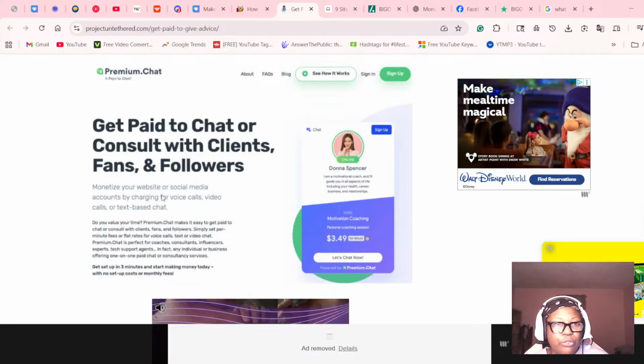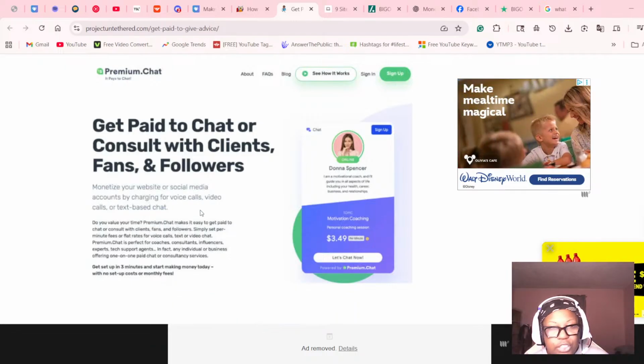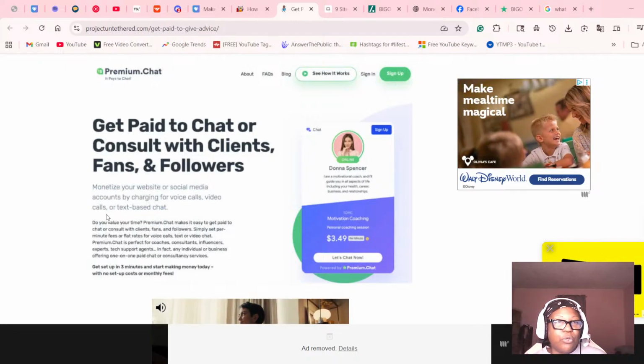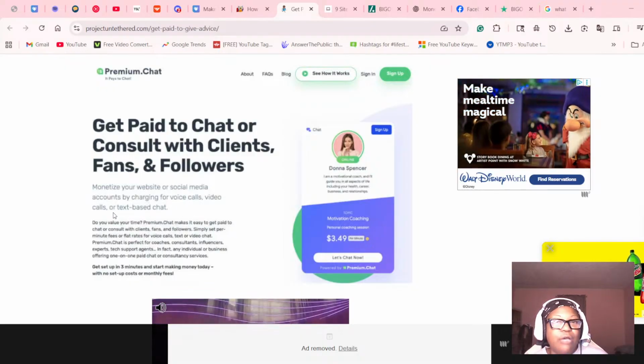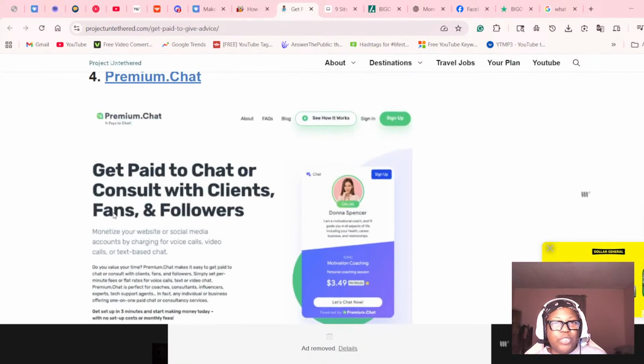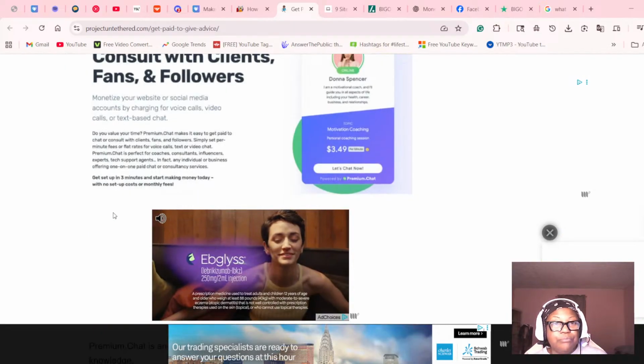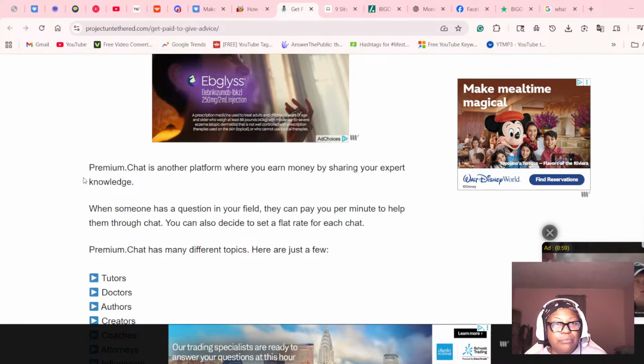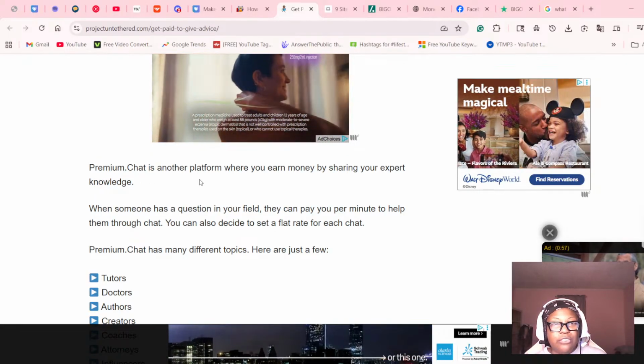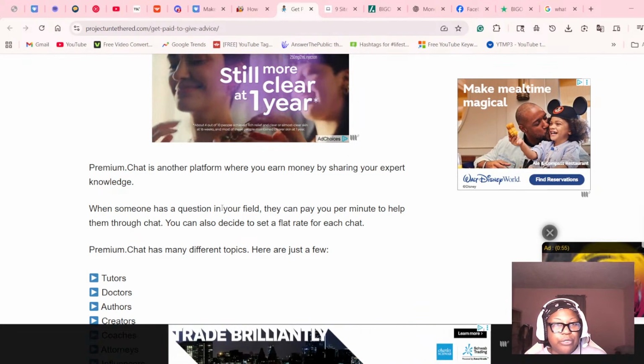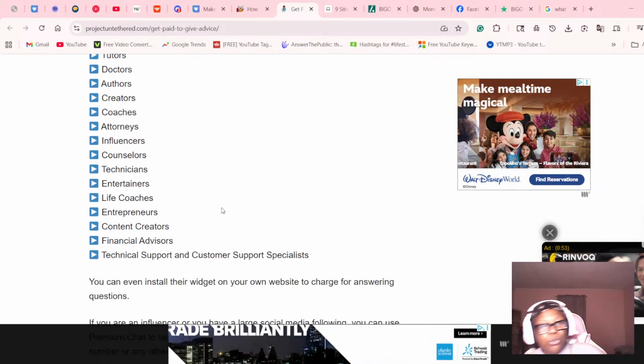Monetize your website or social media account by charging for voice calls, video calls, or text-based chat. Okay, and you can do that with Premium Chat. I don't know how much they charge you, but Premium.chat is another platform where you earn money by sharing your expert knowledge. Woo, look at the list.